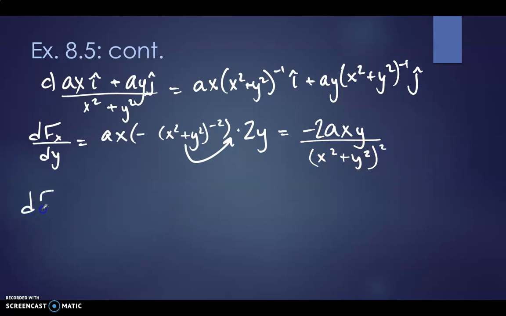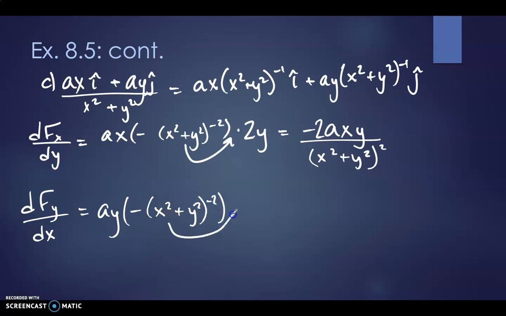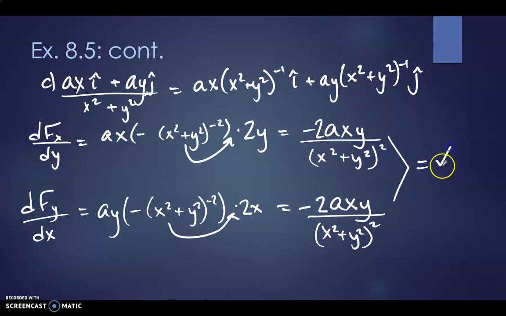Now let's do df sub y dx. So we have ay times negative x squared plus y squared to the negative 2. Take the derivative of the inside, that will be 2 times x, and that gives me negative 2a x y over x squared plus y squared, squared. So these two are equal. This means that this force is also conservative.